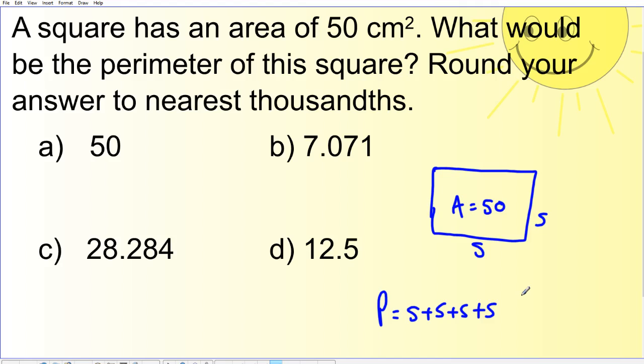So the real problem here is, if I could find out how big the side length of my square is, then I would just plug that number in here, and bada bing, we got ourselves an answer. So how do I figure out how big each side of a square is? If this guy has an area of 50, how big would each side be?